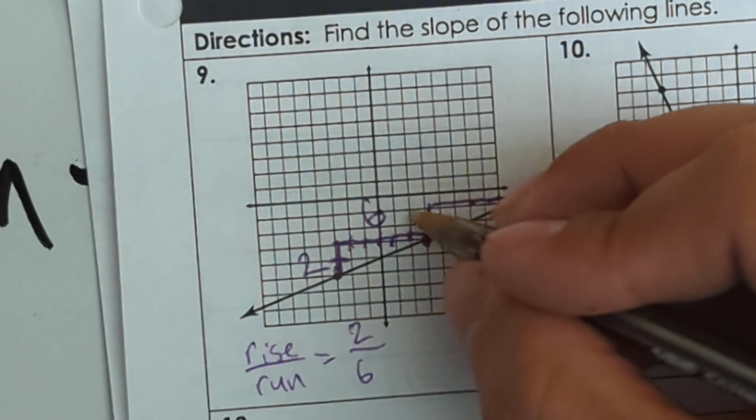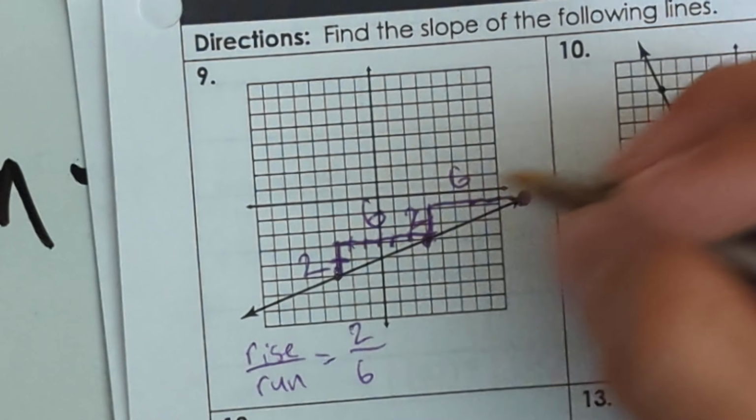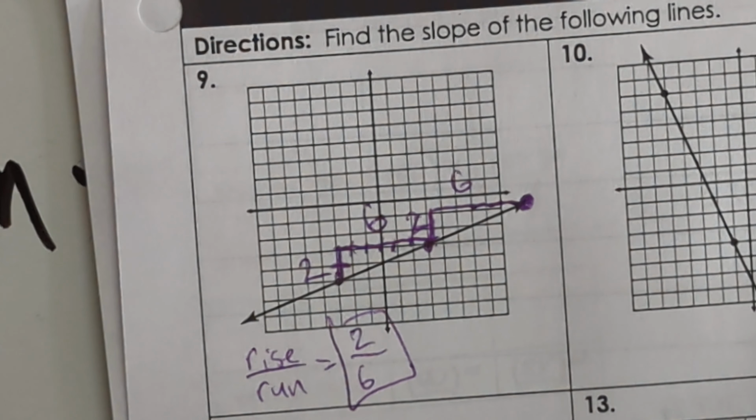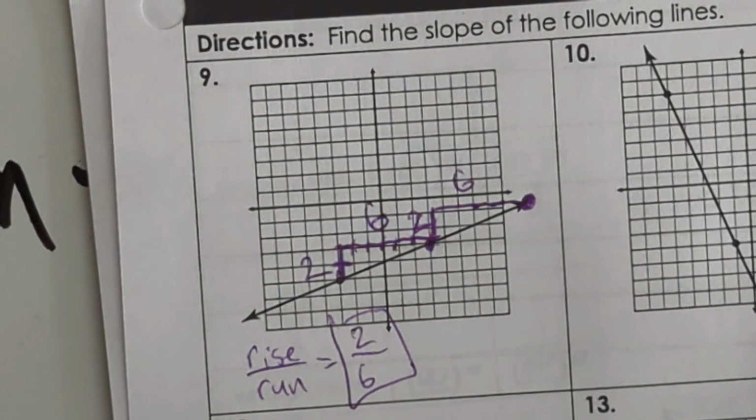So this is the pattern in which the line is growing. And slope is the number that tells you that pattern. Since we see here that it's going up 2 and run 6, our slope is simply 2 over 6.